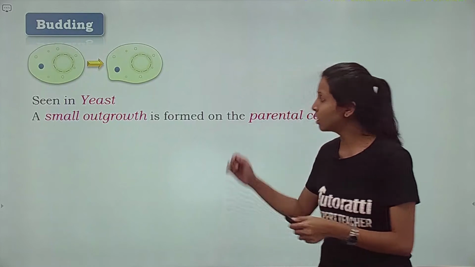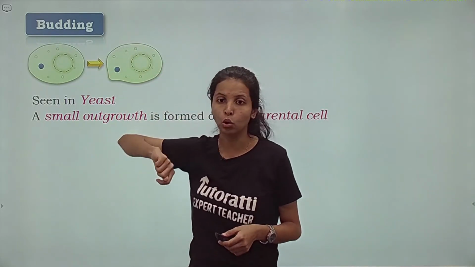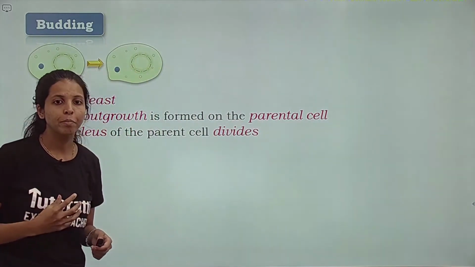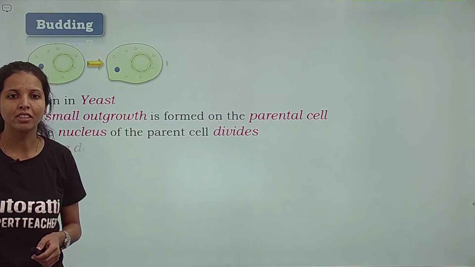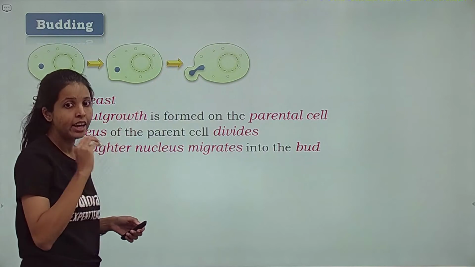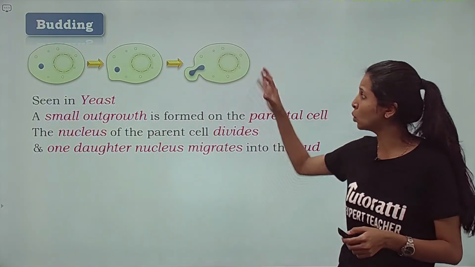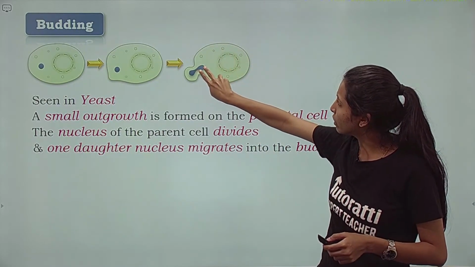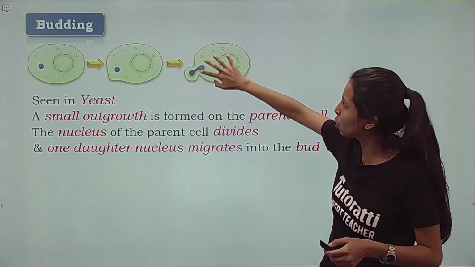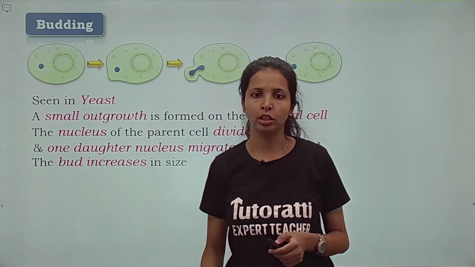What happens is a small outgrowth, as you can see, is formed on the parental cell. The later part, the nucleus of the parent cell is going to divide. Just see. The nucleus is going to divide and one of the daughter nuclei migrates into the bud. दो न्यूक्लिया होते हैं, उसमें से एक जो होता है बड के अंदर चला जाता है. ये जो आउटग्रोथ होता है that is going to migrate or enter into the bud.